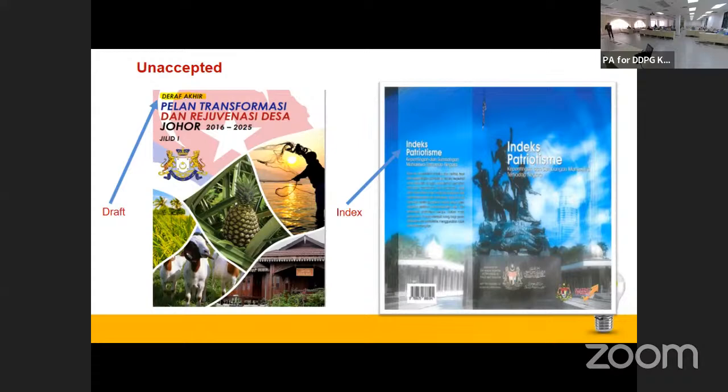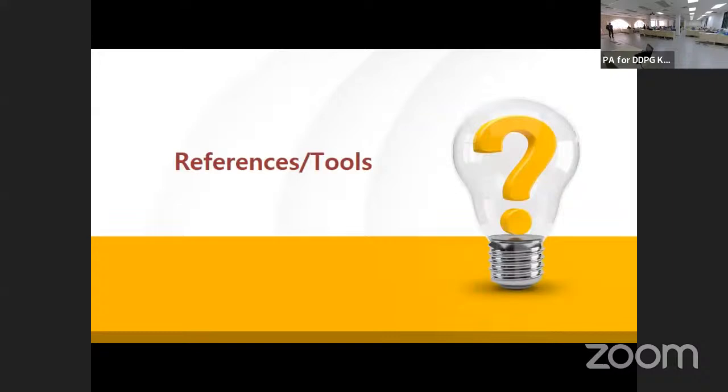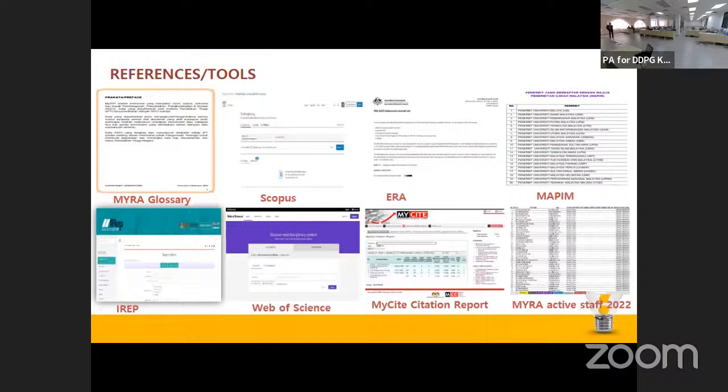So what are the references and tools that we are using in getting all the information for the MIRA assessments? Basically, again, for us to do the work, we will use the MIRA glossary. And then we will get the information from this IREP. And then for the indexed articles, we will check and verify from Scopus and from the Web of Science. And then let's say there are some journals that are indexed in what we call this ERA.